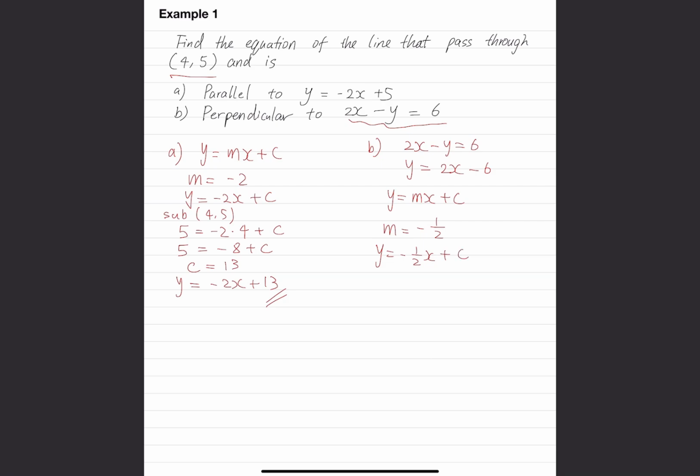We still need to try to find c, and then we're going to substitute. So substitute 4, 5 into the equation. So we got 5 is equal to negative half times 4 plus c. So 5 is equal to negative half times 4, which is negative 2, plus c. Therefore, c is equal to 7, right? And then we have y equals negative half x plus 7.